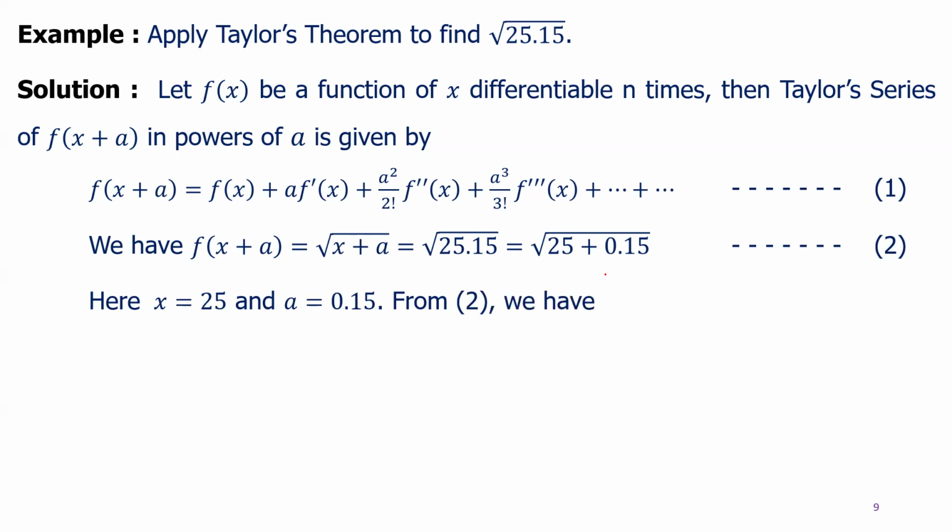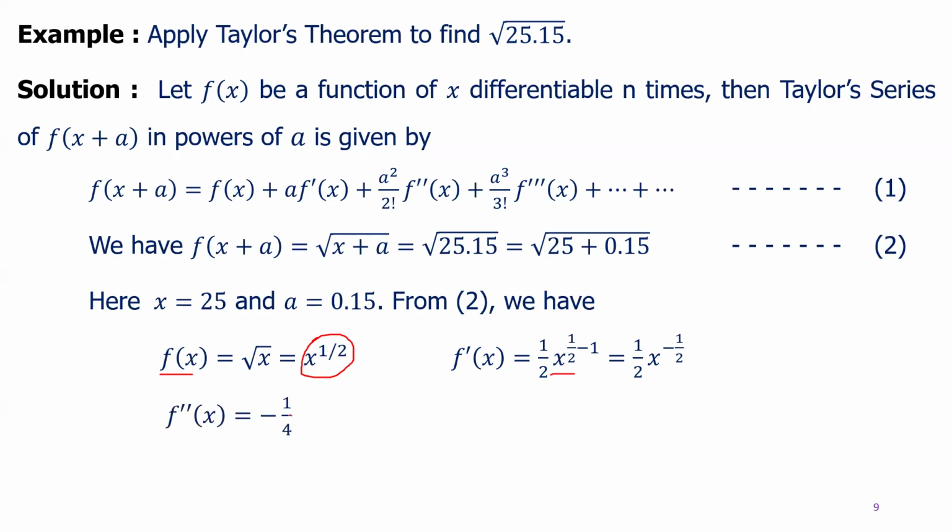So from 2, we have f(x) is equal to root of x. If we differentiate f(x) with respect to x, the derivative of x to the power 1 by 2 is 1 by 2 x to the power 1 by 2 minus 1. And if we simplify it, 1 by 2 minus 1 is minus 1 by 2, so f dash of x is 1 by 2 x to the power minus 1 by 2.